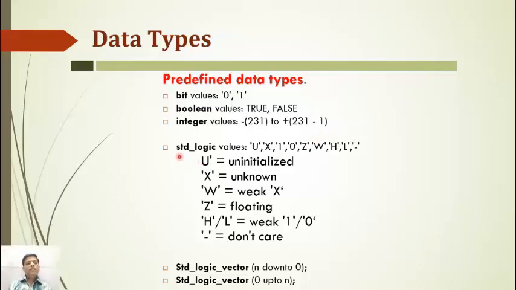Next, standard_logic values. It is 9 values, or multi-value logic, 9 level. In standard_logic the values are U, X, 1, 0, Z, W, H, L and dash. What exactly is it? It is 9 valued logic. U is uninitialized. X is unknown. W is weak X or weak values. Z is floating values.